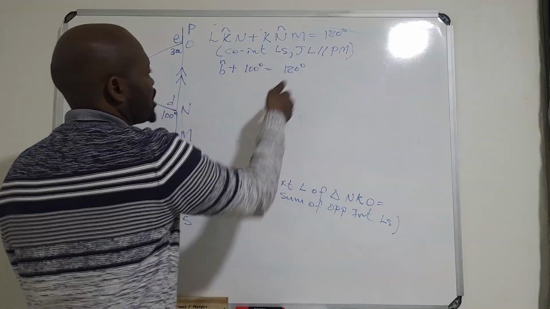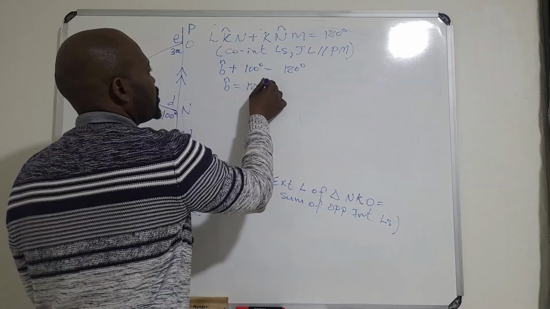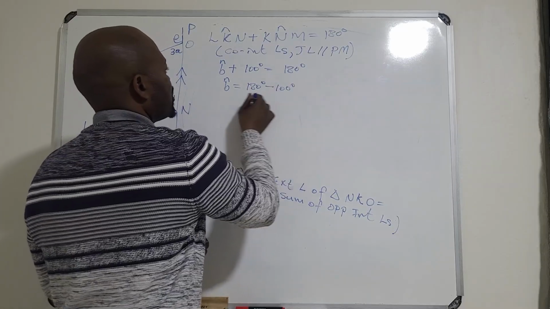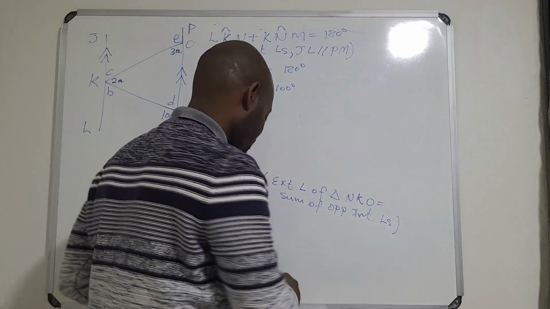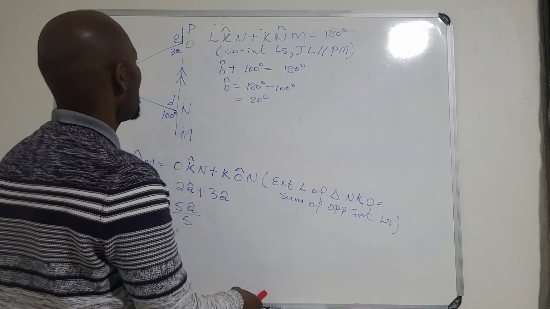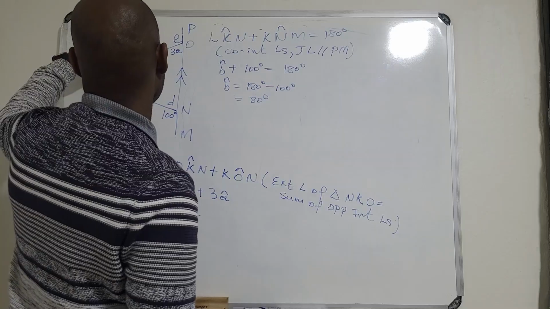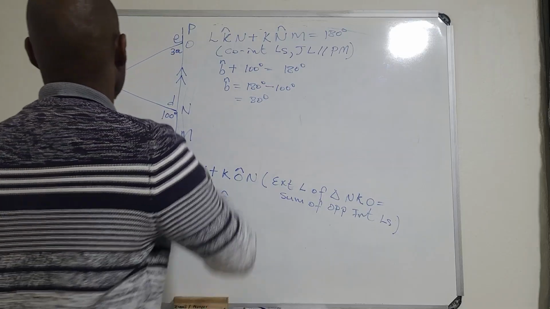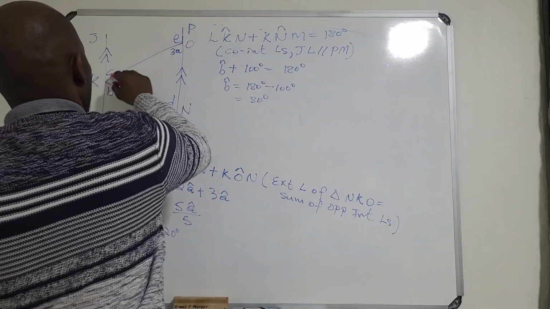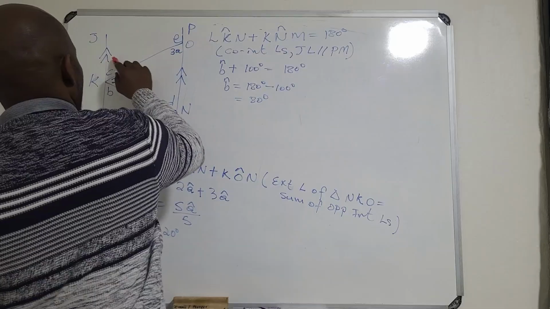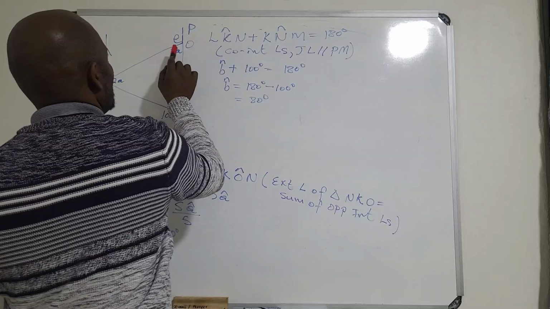Now, we can take that one there and solve for B. B is equal to 180 degrees minus 100, which is equals to 80 degrees. Now, we can find C. And for us to find C, I can use the N. There's my N. There. This angle is equals to this angle there. And we do have A.